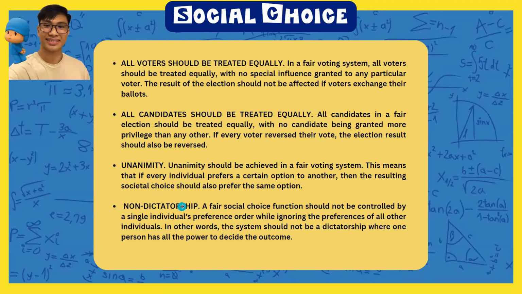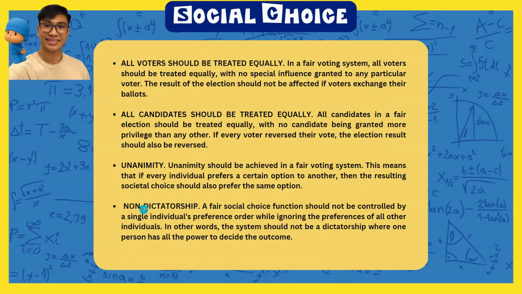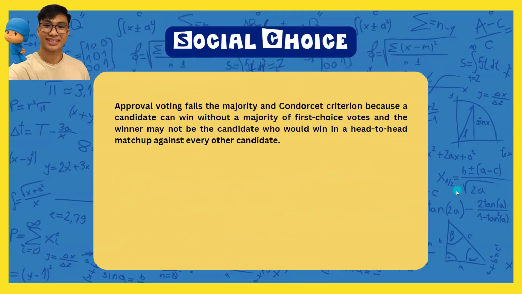So hindi katulad sa North Korea na yung nananalo na lang palagi ay si Kim Jong-un dahil sabi niya, dito kailangan para sa criterion na to, dapat walang dictator, dapat talagang democratic siya and hindi siya based on a single person. So in other words, the system should not be a dictatorship where one person has all the power to decide the outcome. So approval voting fails the majority and Condorcet criterion because a candidate can win without a majority of first choice votes, and the winner may not be the candidate who would win in a head-to-head matchup against every other candidate.